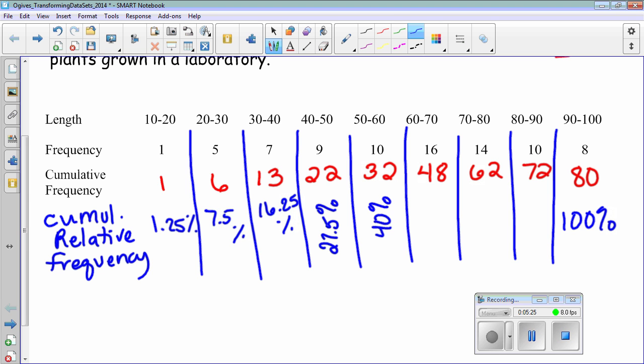These percents are going to come in handy when we talk about quartiles here in a minute. 60%. Where does the median lie, knowing what I just wrote down?